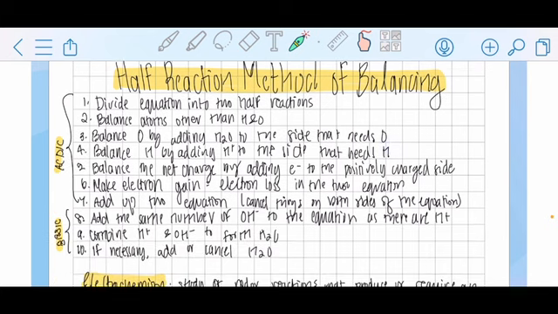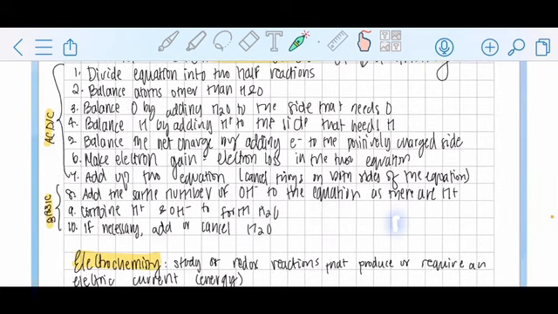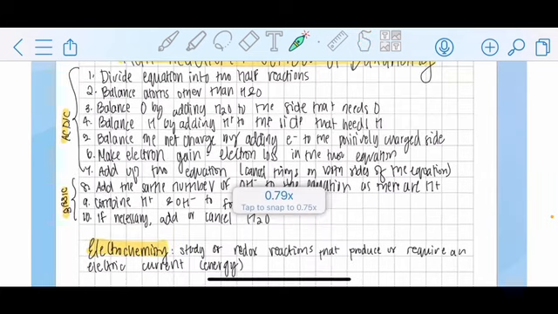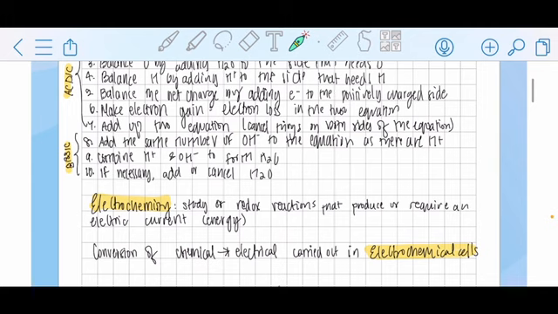The half-reaction method of balancing is when you balance a reaction by splitting it into halves. First, divide the equation into two half reactions. Then balance atoms other than H and O. Balance O by adding H2O to the side that needs O. Then balance H by adding H+ to the side that needs H. Balance the net charge by adding electrons to the positively charged side. Make electron gain equal to electron loss so that electrons can cancel out.